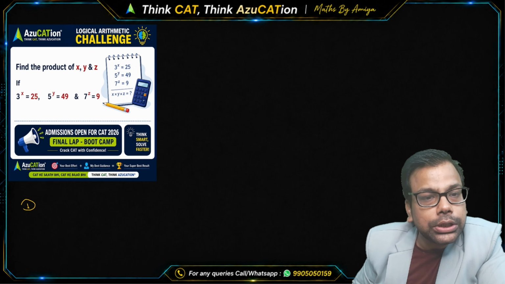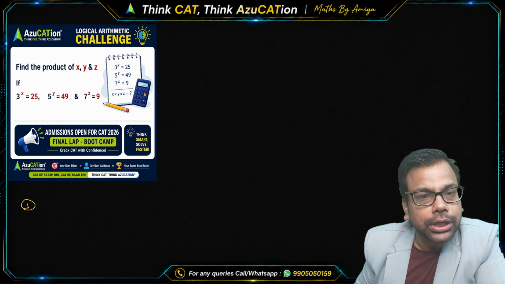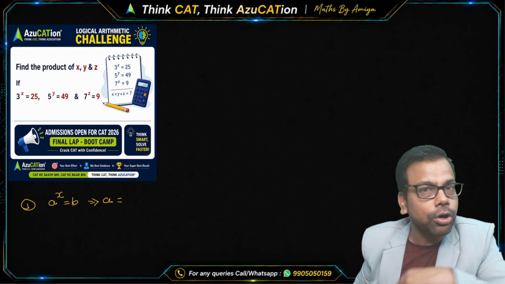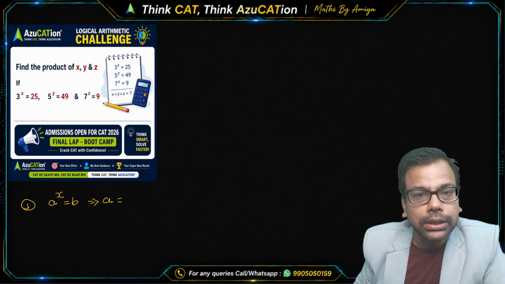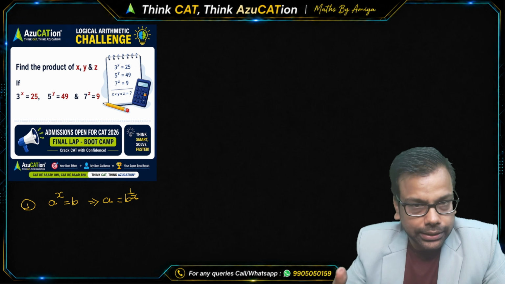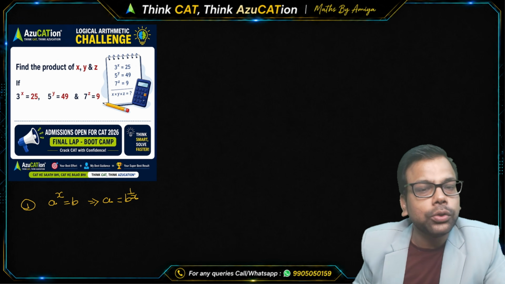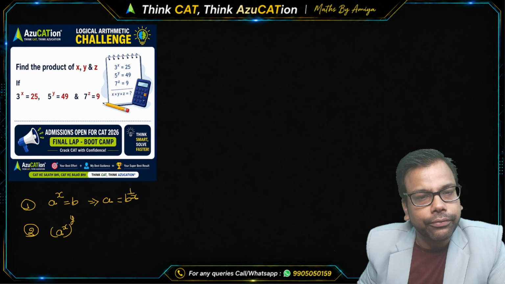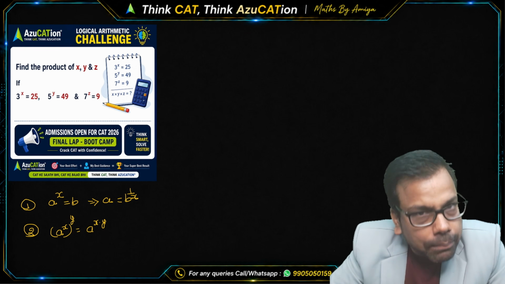So we are going to use 3 concepts. First, if a raised to power x is equal to b, then the value of x, in the surd form, I'm not going to use the log term, is b raised to 1 by x. The power, when interchanged across the equal to, gets reciprocated. वो reciprocate करता है. You can use the log also. And the second concept I am using is (a^x)^y: when we open the bracket, this is going to multiply.